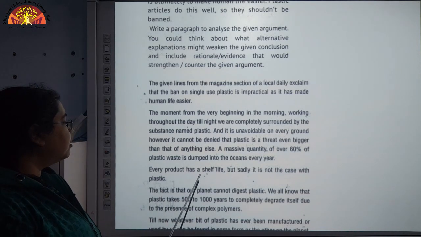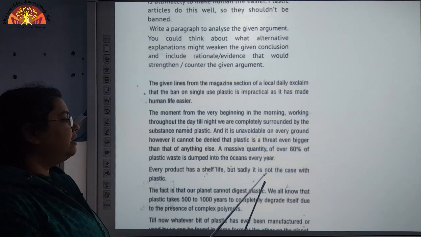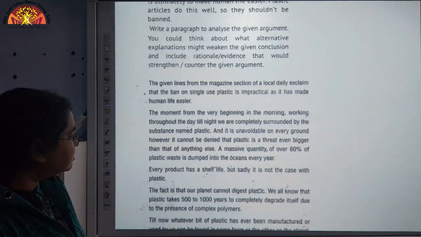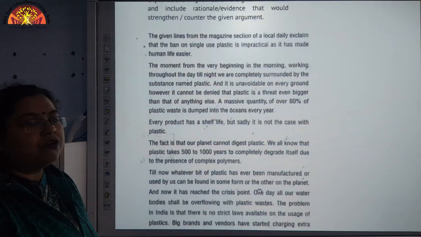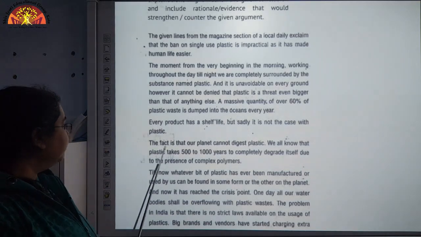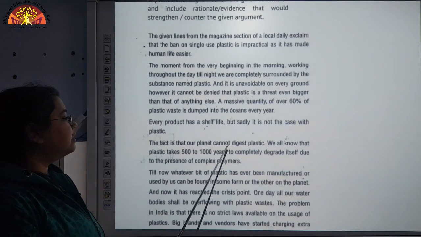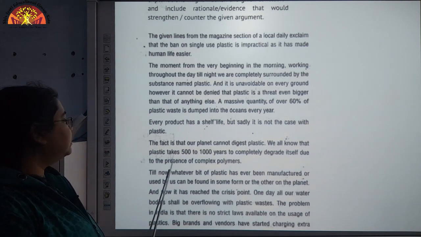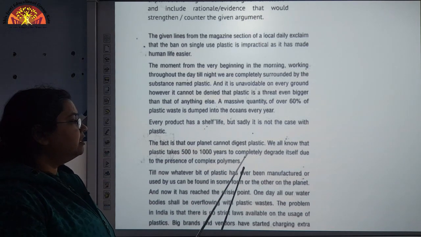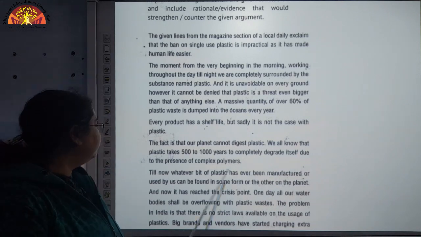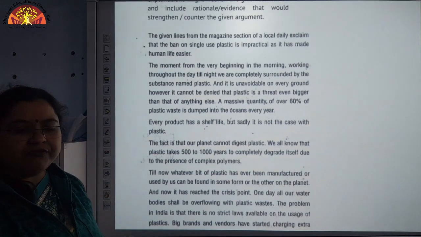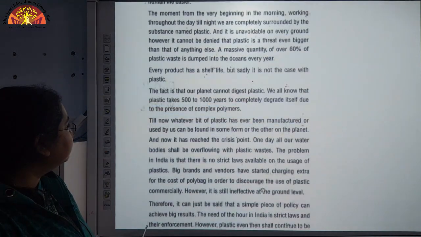Okay. Every product has a shelf life, but sadly it is not the case with plastics. Okay. So, you are now discussing the pros and cons of both the aspects. Okay. The fact is that our planet cannot digest plastic. So, we all know that plastic takes 500 to 1000 years to completely degrade itself due to the presence of complex polymers. So, this is a fact which you have been sharing here.